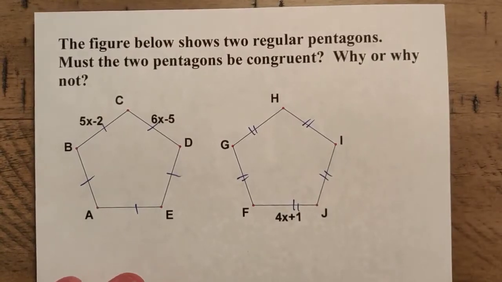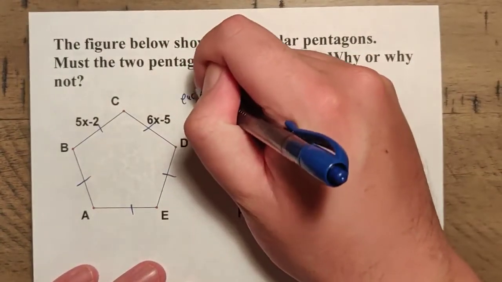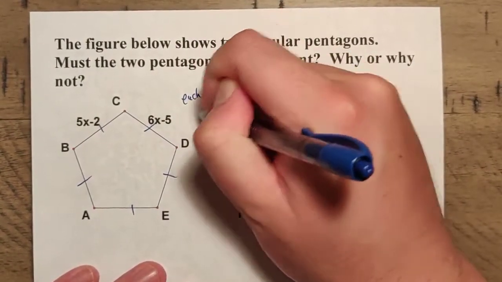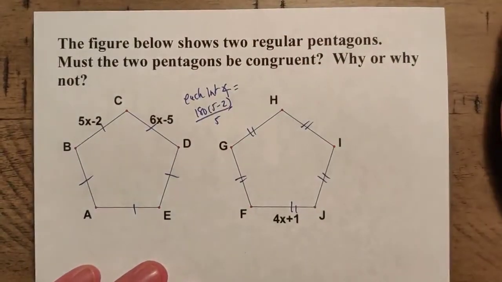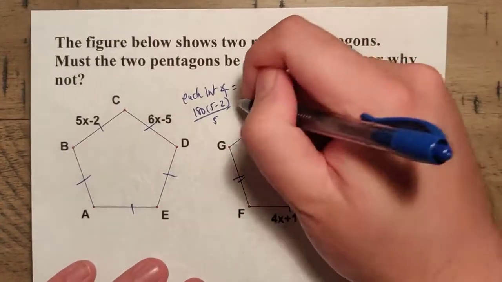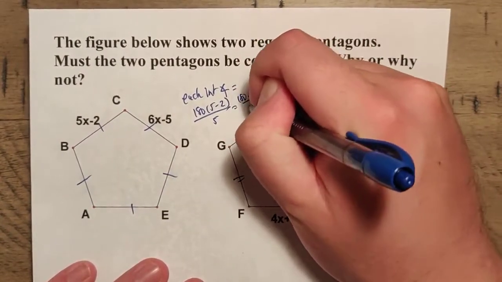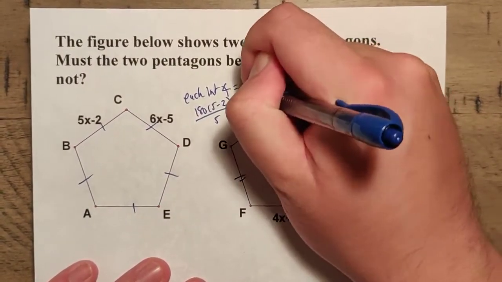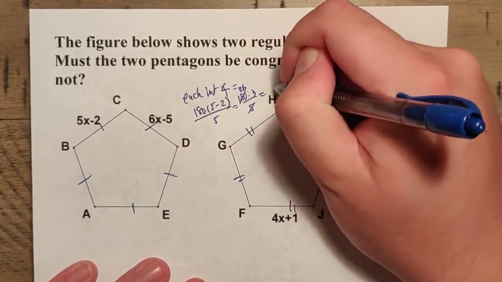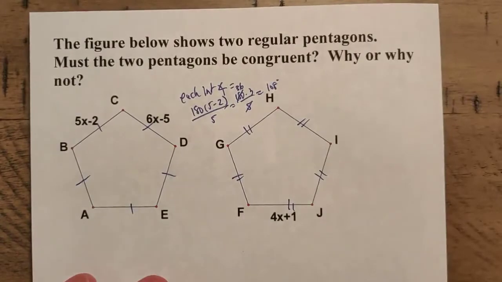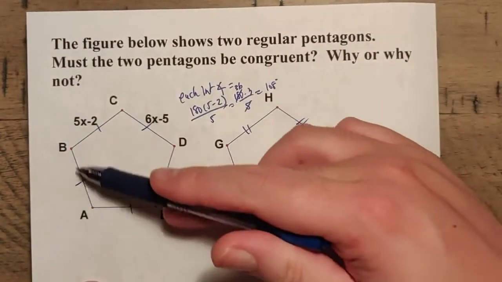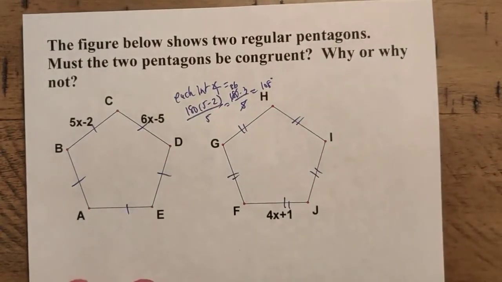Note that these are pentagons, so each interior angle is going to be 180 times (5 minus 2) divided by 5, because we know that's the case for a regular n-gon. So that's 180 times 3 over 5. 180 and 5 have a common factor of 5, so 180 over 5 is 36, and we end up with 108. So each of these angles here is 108. So we have a bunch of 108-degree angles here and a bunch of 108-degree angles here.